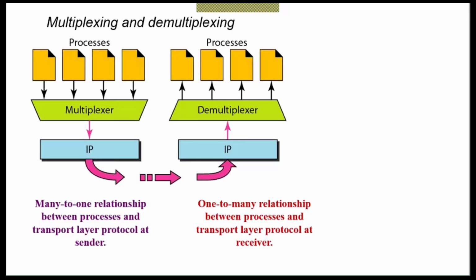Another important functionality of the network transport layer is multiplexing and demultiplexing. See here, on the source side, I have multiple processes and I have a multiplexer. So your transport layer will combine all these streams into one, and then it can be transferred on the IP. And then here it does the demultiplexing. So it's a many-to-one relationship between process and transport layer protocol at the sender, and a one-to-many relationship between the process and the transport layer protocol at the receiver. This is how you have to understand the difference.